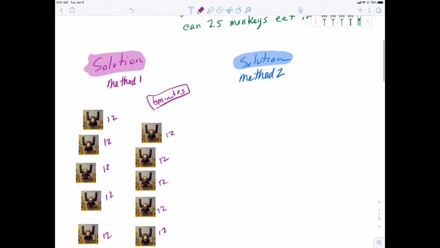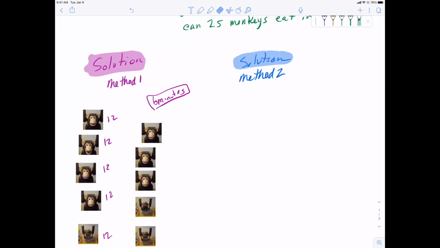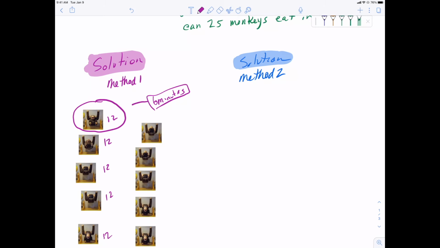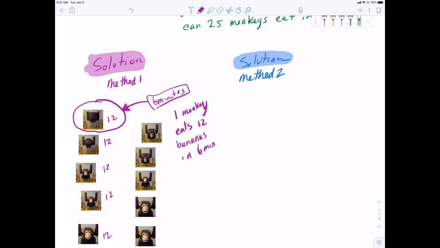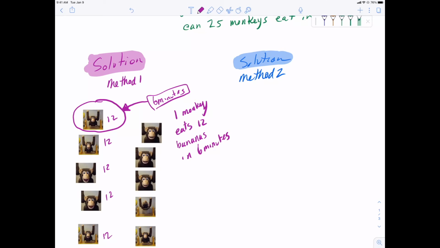So I can break this down. I'm going to forget now about all these other monkeys, and I'm only going to focus on one monkey, because I know that he, in 6 minutes, can eat 12 bananas. So one monkey eats 12 bananas in 6 minutes. Now things get a lot easier to think about, right? I don't have to worry about the whole lot of them.